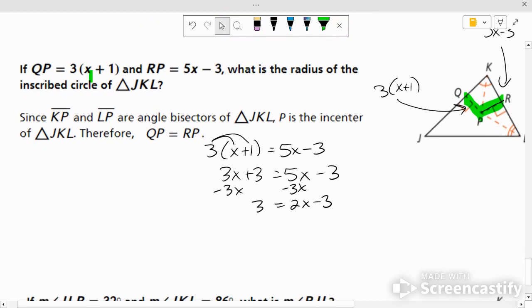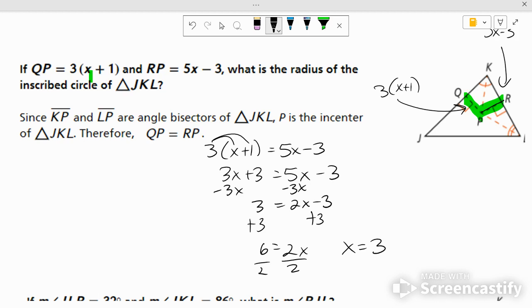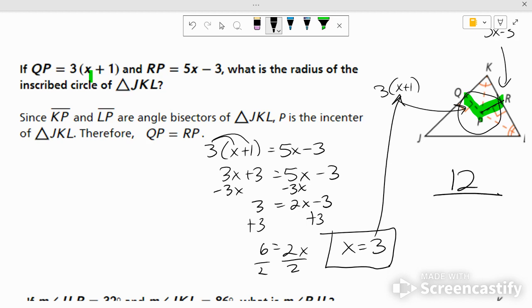Then what do we do to each side? Jade. Add 3. So 6 equals 2x. Then divide by 2. X equals 3. Okay? So x equals 3, but it says what's the radius of this circle? To figure that out, we got to stick 3 in there. What's 3 plus 1? 4 times 3 is 12, which is the radius of the circle.